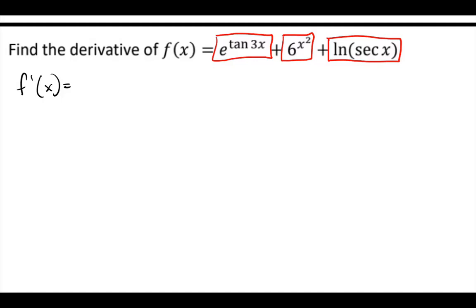So the first thing is e to the tangent of 3x. I'm going to put the angle in parentheses. I always put the angle in parentheses just because it's good practice. Sometimes you'll see textbooks or tests where they won't do that. So you keep it separate so you know what the angle is. Okay, so what did the directions say to find the derivative of this guy?